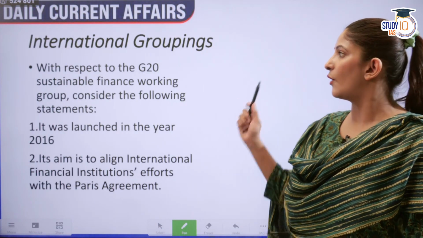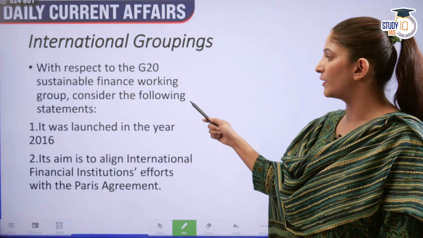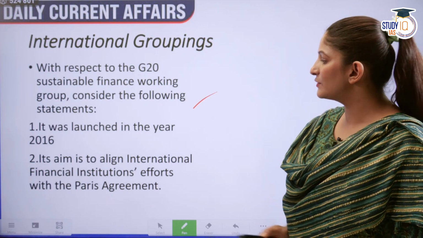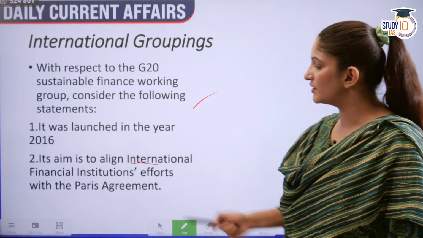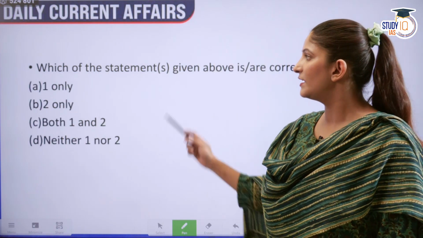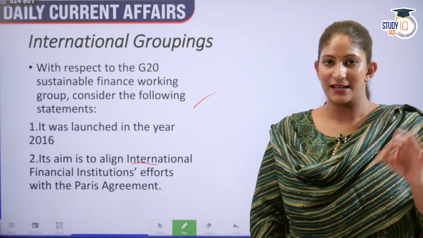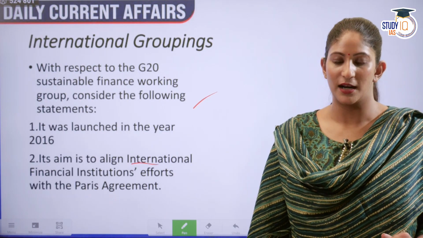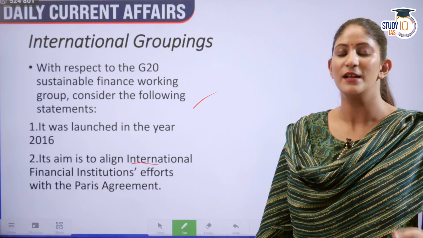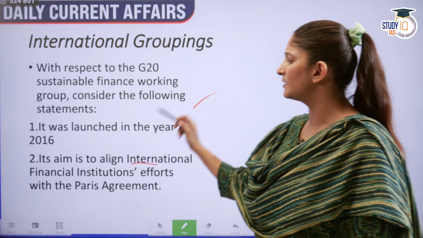All right. Now, with respect to the G20 Sustainable Finance Working Group, consider the following statements. It was launched in the year 2016. Its aim is to align international financial institutions' efforts with the Paris Agreement. So what do we have to see? Which of the statements given above is or are correct? Yes. This started as a green study group under the G20. From the year 2016, it has been working. The name and upgradation has been done over the years. So the first statement is correct.